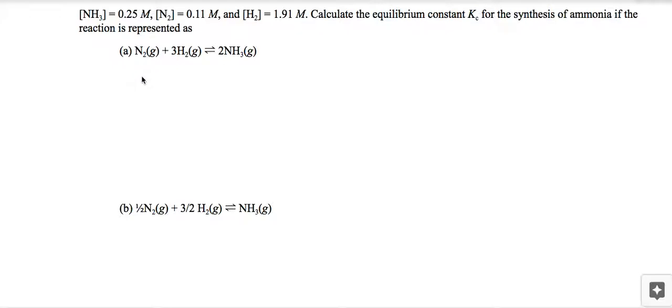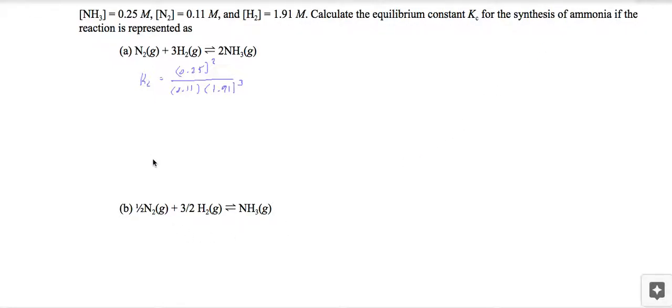So we would have our Kc equal to our ammonia, which is going to be 0.25 squared, and then we have our nitrogen, 0.11, and our hydrogen, 1.91 cubed.